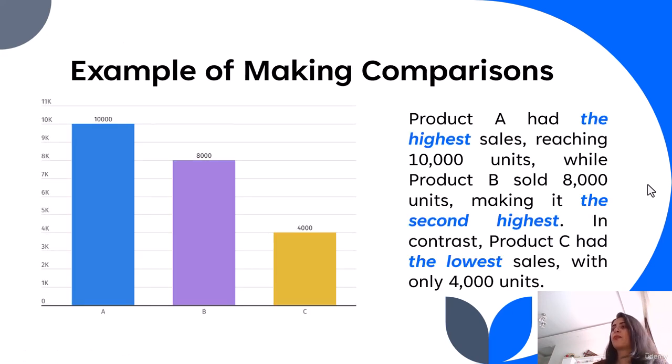For instance, if you're describing a bar chart comparing the sales of different products, you might say, Product A had the highest sales, reaching 10,000 units, while Product B sold 8,000 units, making it the second highest. In contrast, Product C had the lowest sales with only 4,000 units.